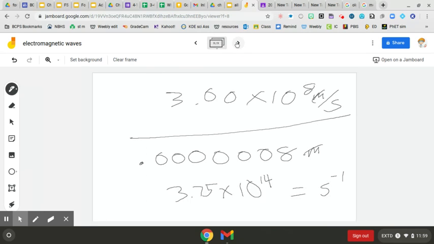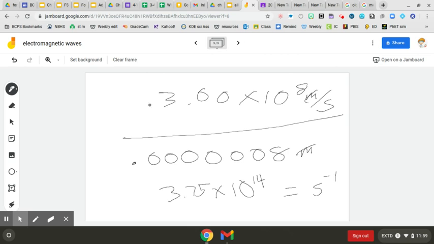So once you've got that in meters, then it's just some simple calculations after that. You're going to take your speed of light divided by your wavelength, and you come up with the frequency. So 3.75 times 10 to the 14th, that's how many cycles it goes through per second. So that's the frequency of that wavelength.